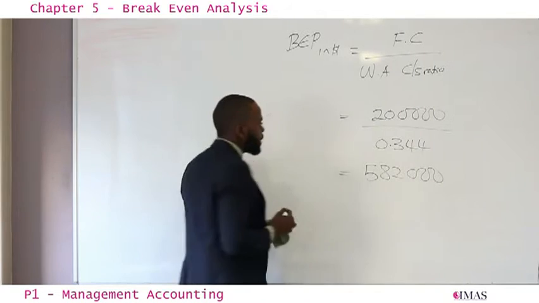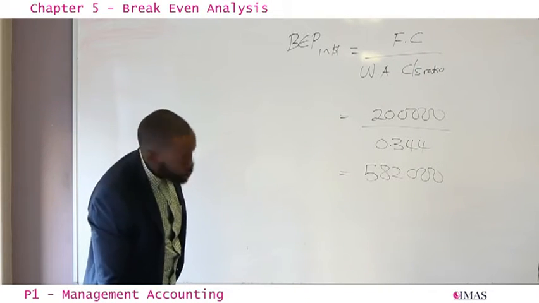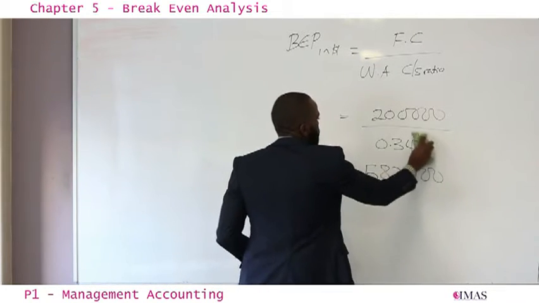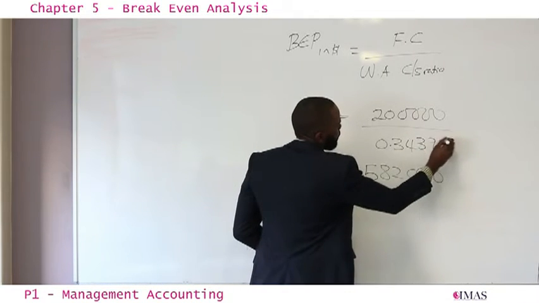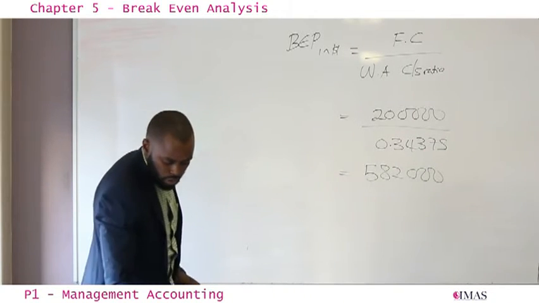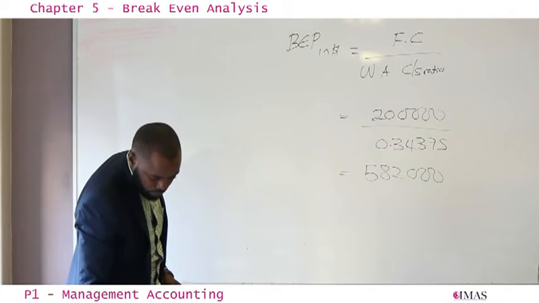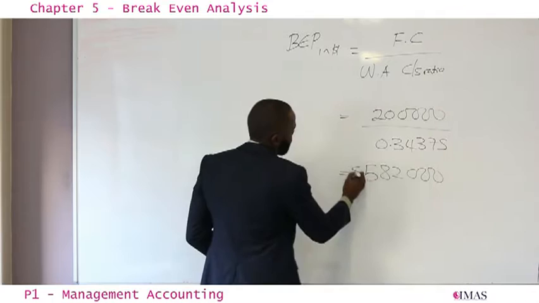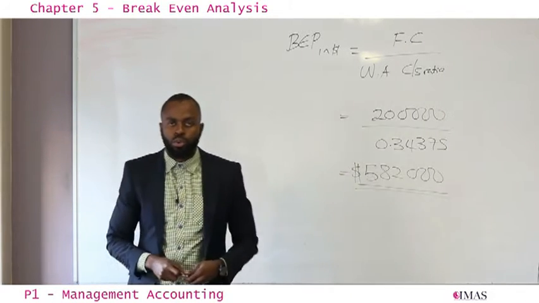So here I had quickly rounded off the answer, the 0.344, but our answer should have been 0.34375 before rounding up. So let me just use that 0.34375. I'm supposed to take 200,000 divided by 0.34375 to get 581,818. You round it off to the nearest thousand, it's 582,000.